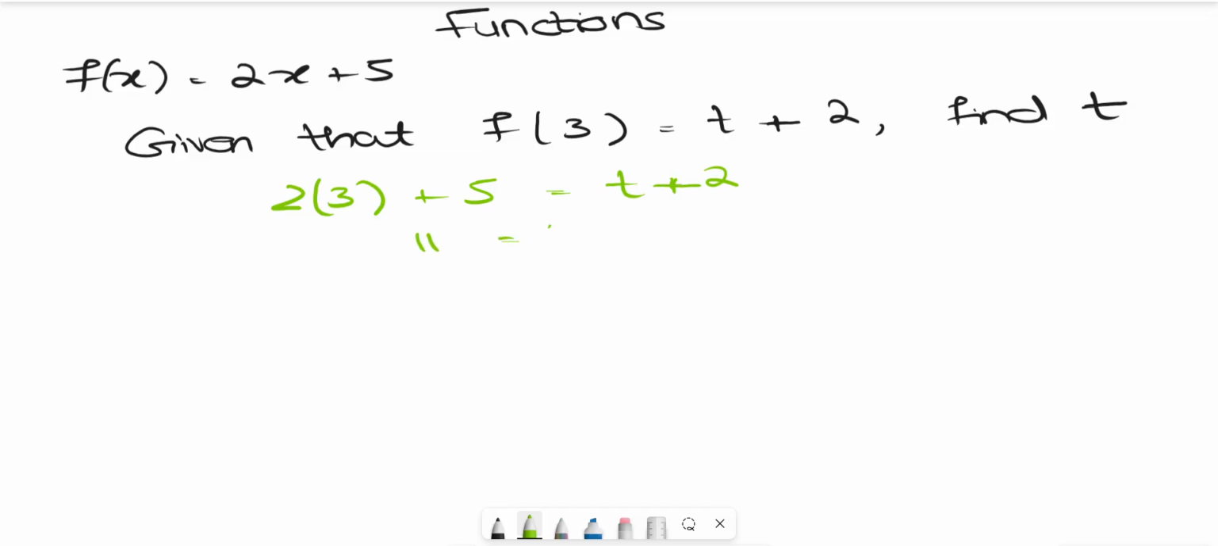11 equals t plus 2. 11 minus 2 equals t. So whoever said t, I think it was Alicia. Alicia, yes, you're right. 9 equals t. Okay, now we understand this type, right? Let's move on to another type of question that you might encounter.